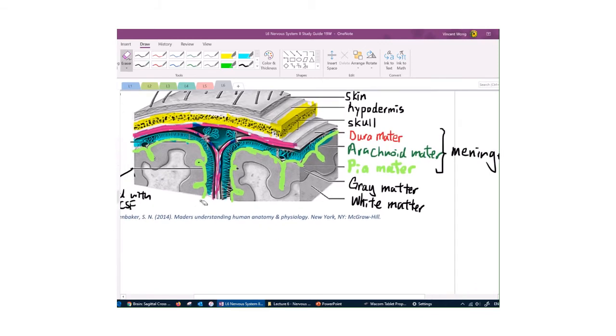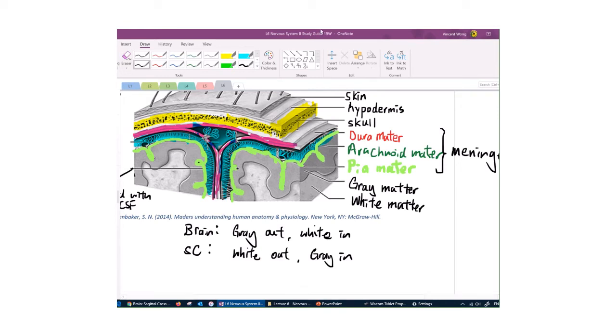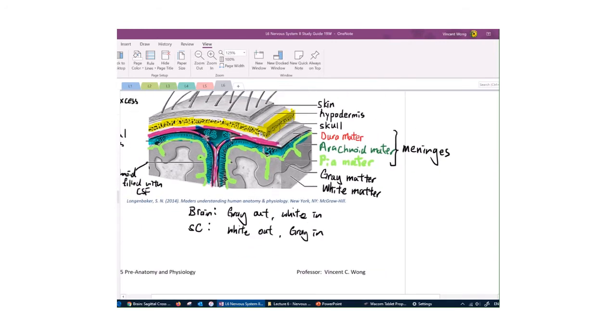We probably should write that down for now, so that you kind of remember it. So for brain, it is typically gray out and white in. Okay, there are some exceptions, and we're gonna get to that later. Okay, but for the most part, it's gray matter outside, white on the inside. And for the spinal cord, it is white on the outside, gray on the inside. Okay, so just kind of remember that for now, and we're going to come back to it later on. So that's the diagram.